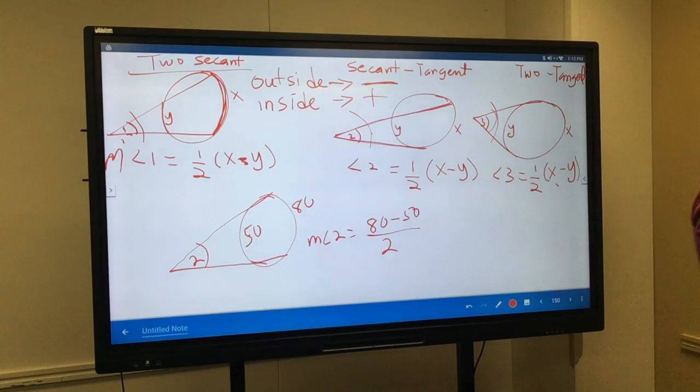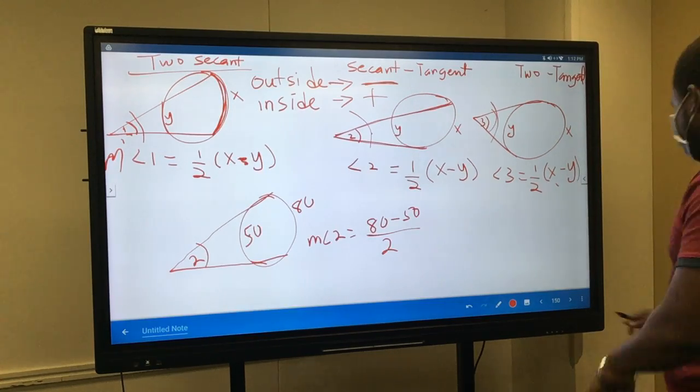Outside, subtract; inside, add, alright? That's pretty easy, right? Okay, now let's try and look at some examples.